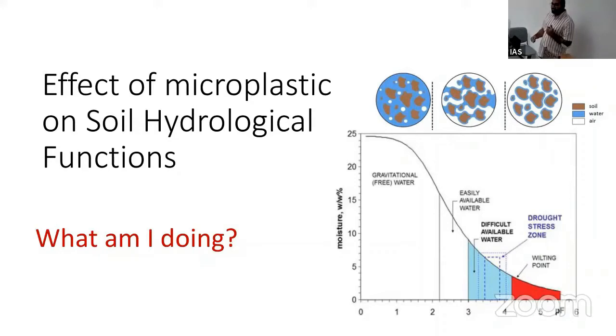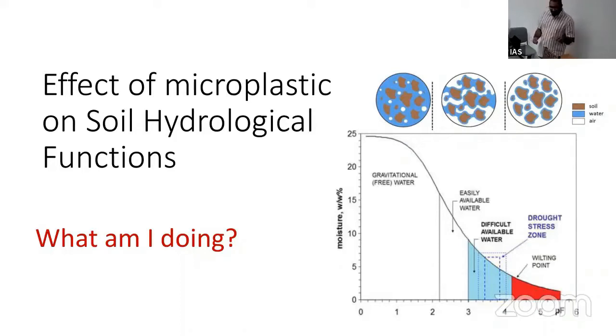The second is where the pores are partially filled with water. That is the point where there is maximum plant available water. And the third one is the wilting point, where there is water in the soil, but you cannot extract it from the soil. So from an agriculture point of view, the second portion is the most important. You can see it has different categories: easily available water, difficult available water, and the drought or stress zone. If you are more into plant things, you know better what the drought and stress zones are.